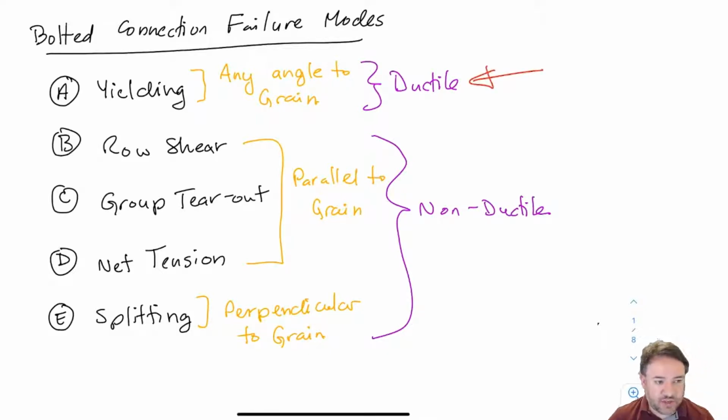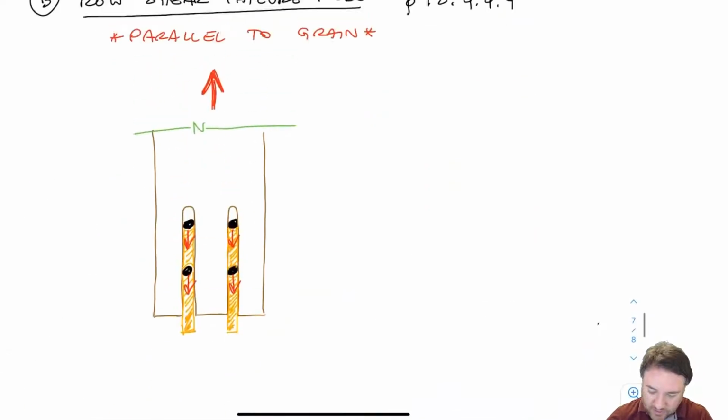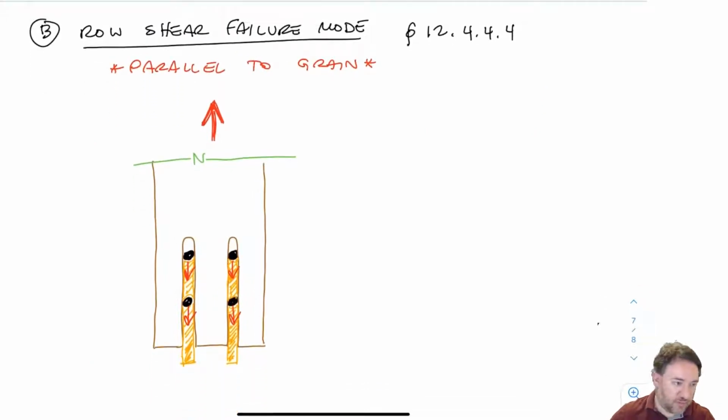Now we're going to start talking about the parallel to grain non-ductile failure modes, and we're going to start by talking about row shear, which is the second one here. And we're going to talk about each one of these in turn. Okay, so what is row shear? Here's what row shear failure mode looks like.